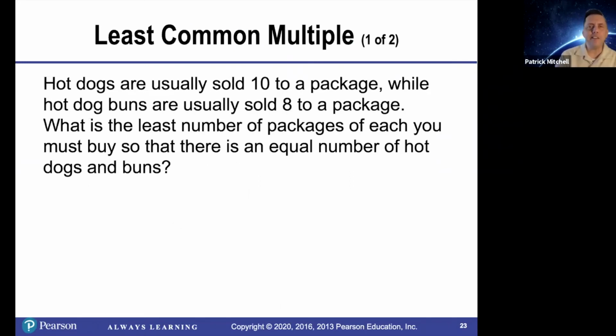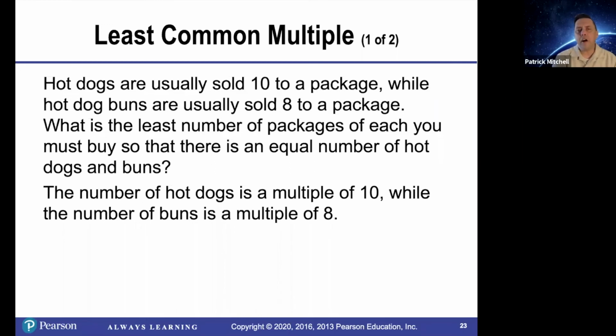All right, that brings us to least common multiple. And here's an example. This happens to be one of my favorite examples for least common multiple. Hot dogs are usually sold 10 to a package, while hot dog buns are usually sold 8 to a package. Why is that? It just doesn't make any sense. What is the least number of packages of each you must buy so that there is an equal number of hot dogs and buns? That's an example of using least common multiple.